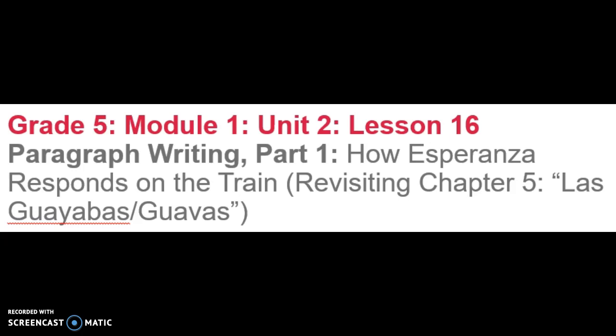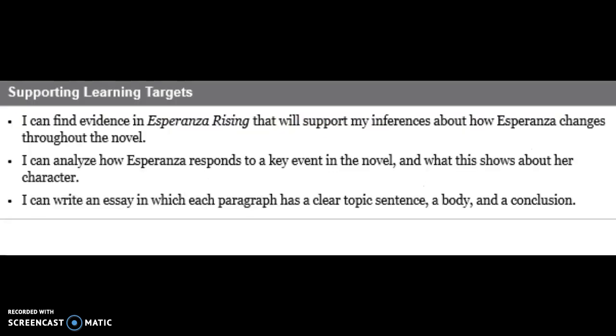But today, we're going to focus on some paragraph writing, specifically on how Esperanza responds to the train. So we're going to go back to chapter 5, which I believe is a critical transition piece. Transition means a changeover point. This is what we're going to focus on today: finding evidence in Esperanza Rising that supports our inferences. Remember, inferences are, that's right, statements that you make, that you get from the text, that aren't written explicitly.